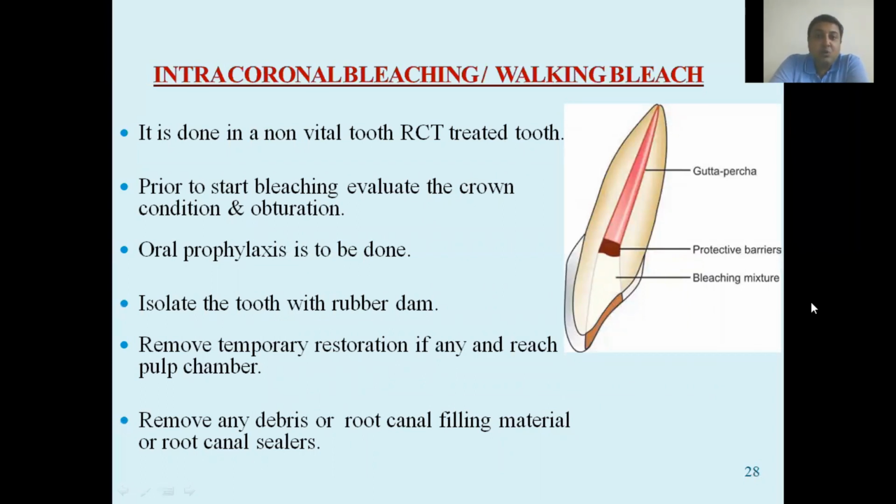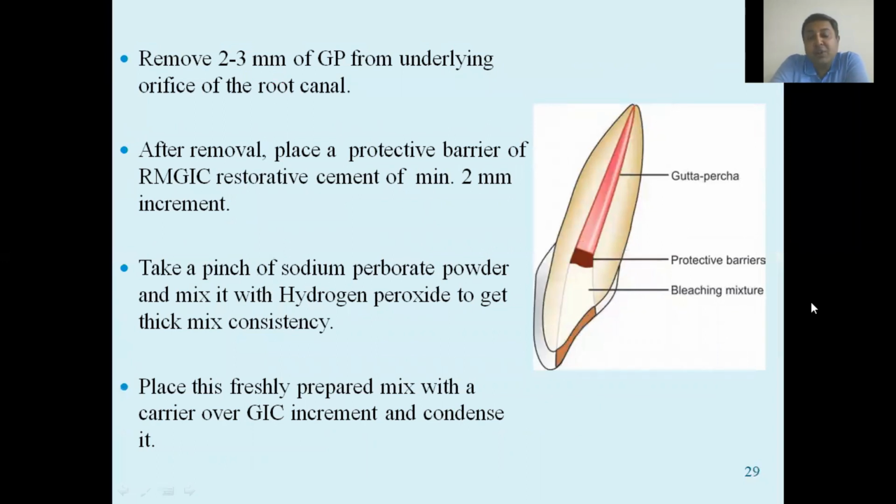First of all, we will do the oral prophylaxis. Then we will isolate that tooth with a rubber dam. We will remove the temporary filling, if any, to reach the pulp chamber. We will remove all the debris or root canal filling material or the root canal sealer lying on the pulp chamber. Next, we remove 2 to 3 mm of gutta percha from the underlying orifice of the root canal. After removal of this gutta percha, we place a protective barrier of resin modified glass ionomer cement of minimum 2 mm increment.